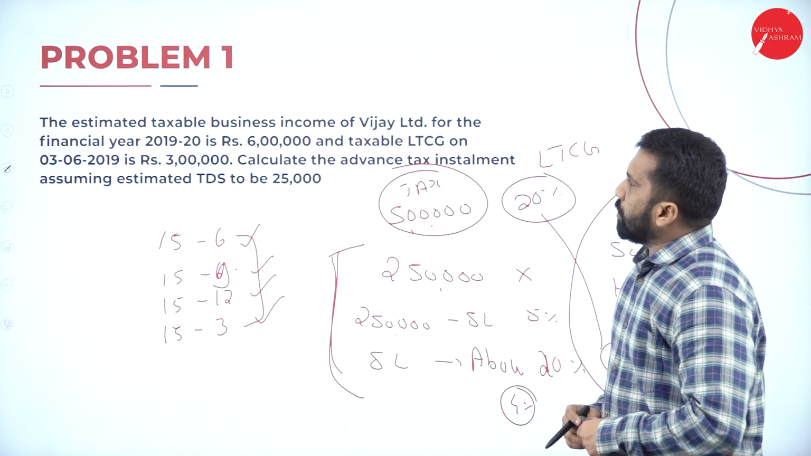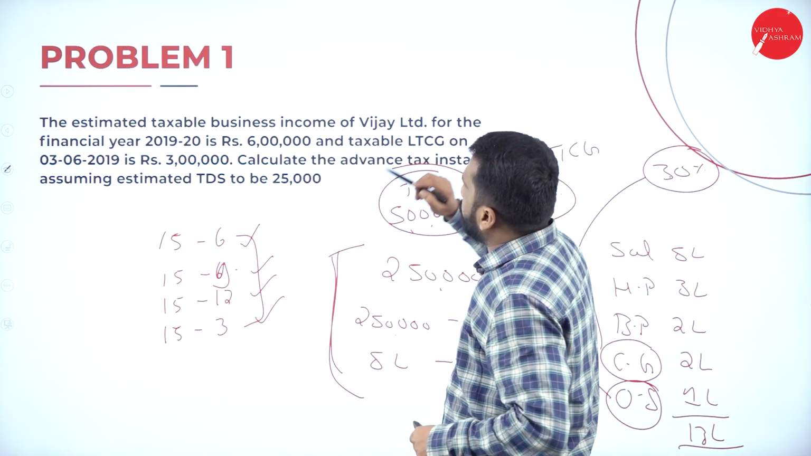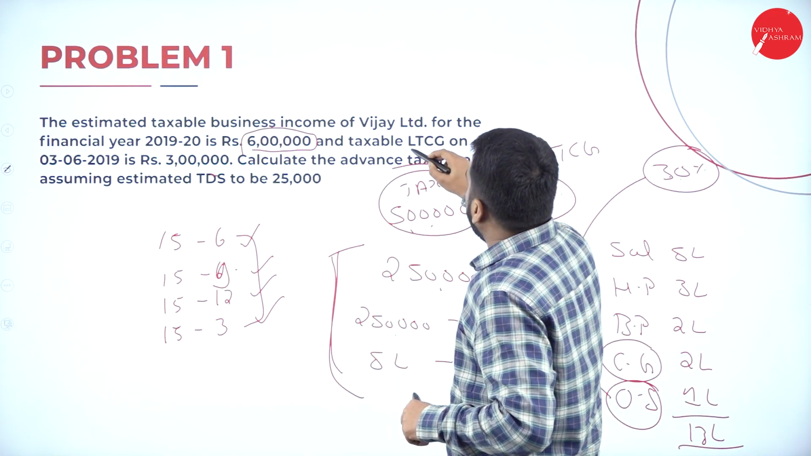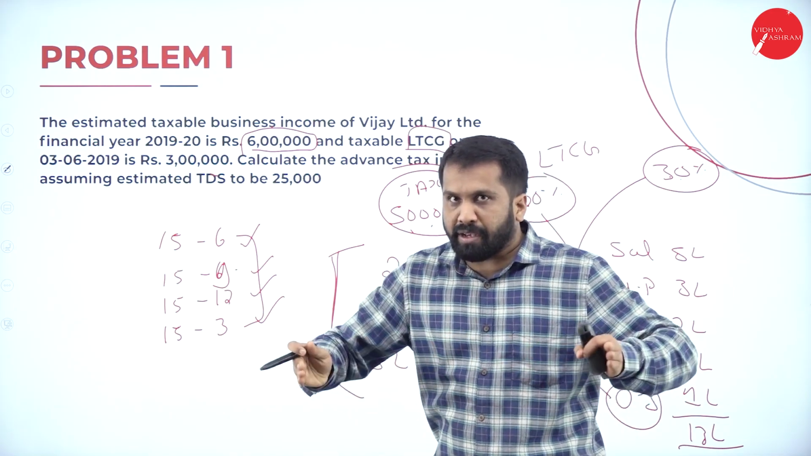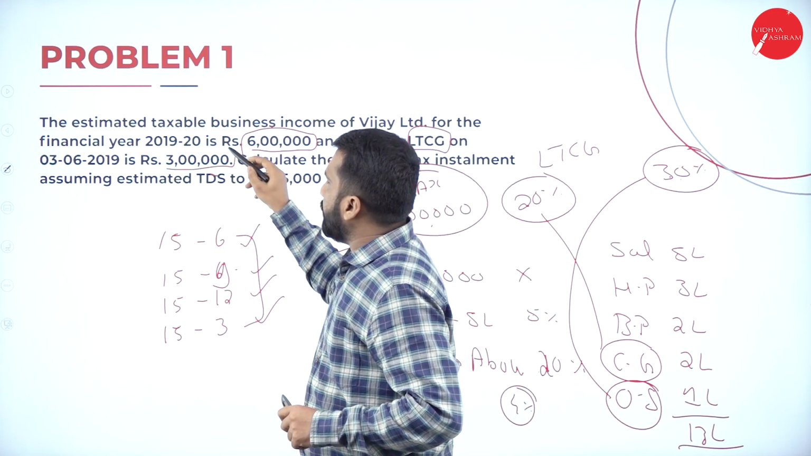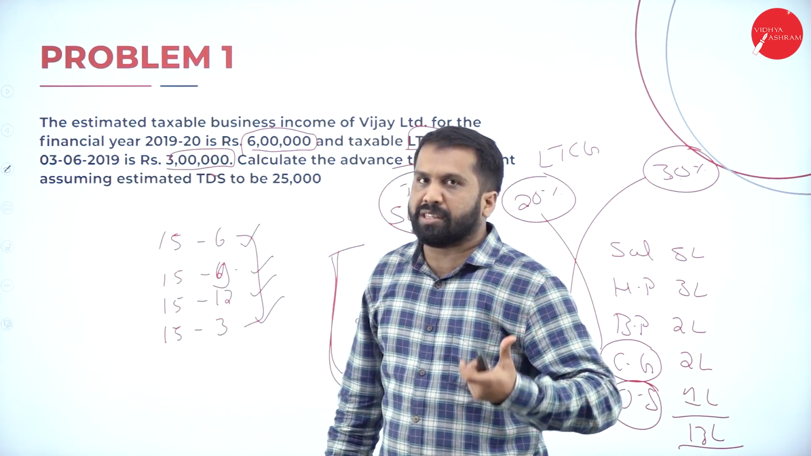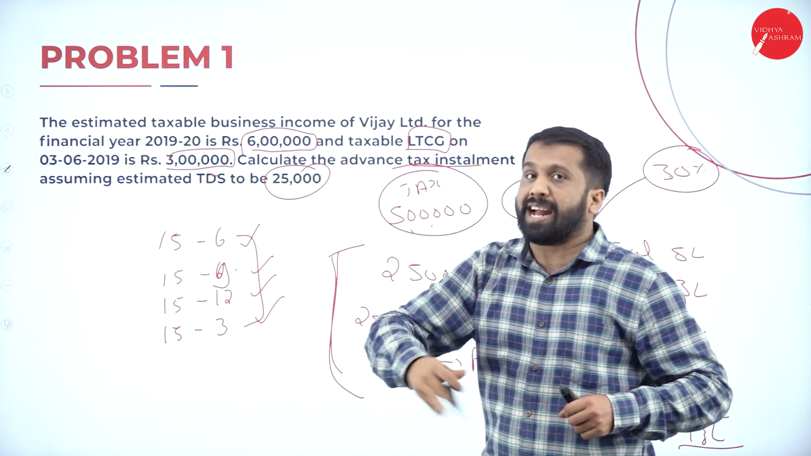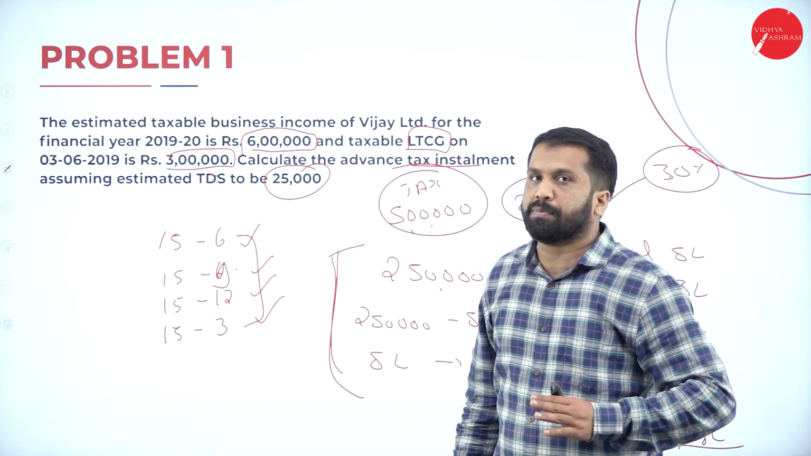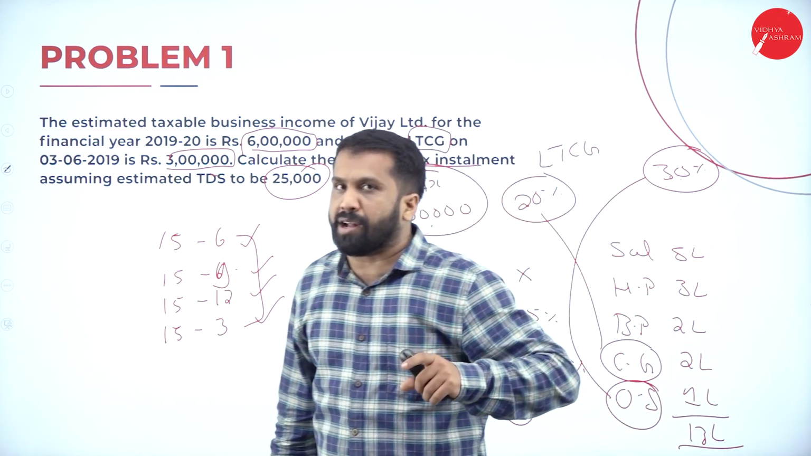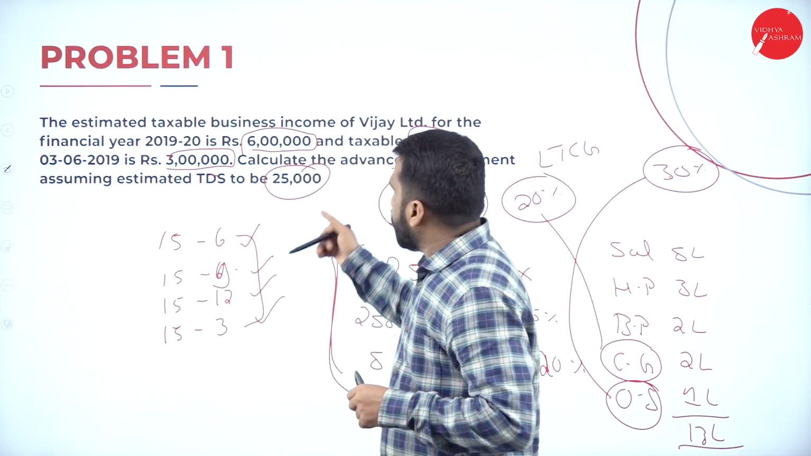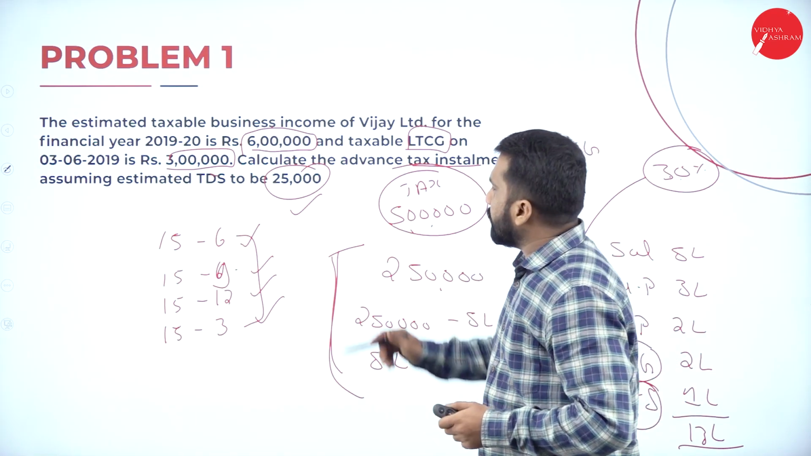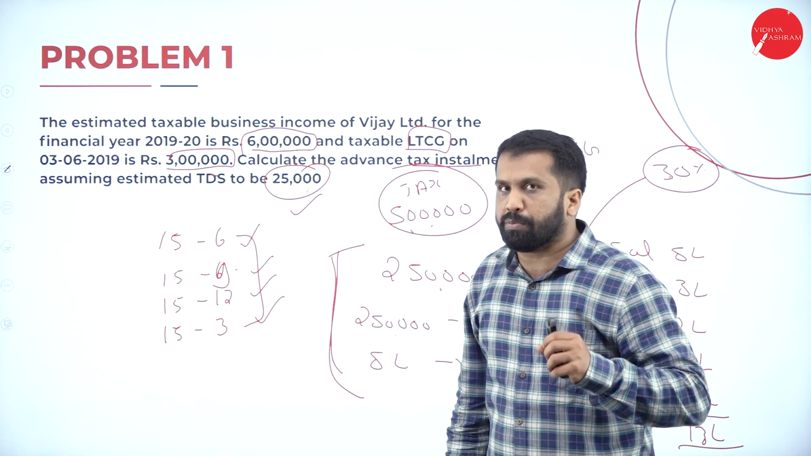Now, we'll go to problem number 1. The estimated taxable business income of Vijay for 19-20 is rupees 6 lakh. What is your income? 6 lakh. Long-term capital gain, you cannot club separately. Remember, long-term capital gain is 3 lakh. Date is not required. Calculate the advance tax installment, assuming they already paid 25,000 tax. Already they paid TDS of 25,000. What you are supposed to do? Calculate your tax amount. After finding your tax amount, minus 25,000, because already you paid 25,000 tax, means whatever tax payable is there, from that you are supposed to minus 25,000. Hope you are clear up to this.